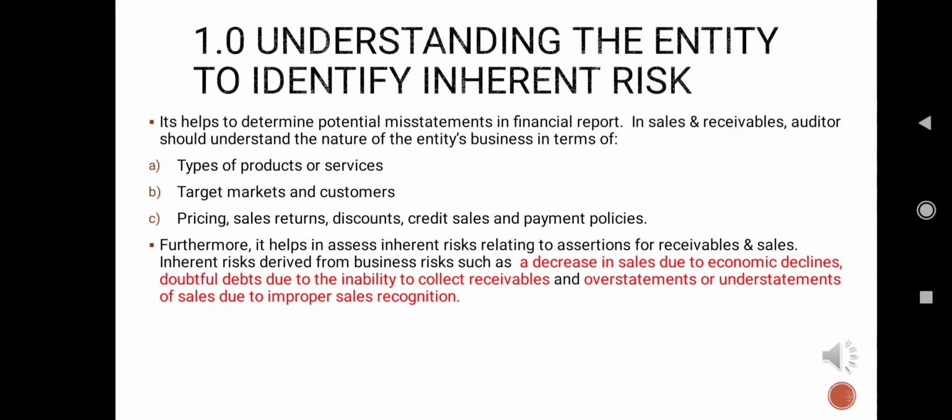Understanding the entity to identify inherent risks or existing risks. It helps to determine potential misstatement in the financial report. In sales and receivables, auditors should understand the nature of the entity's business in terms of type of products and services, target market and customers, and prices, returns, discounts, credit sales, and payment policies. In addition, it helps in assessing inherent risks relating to assertions for receivables and sales.